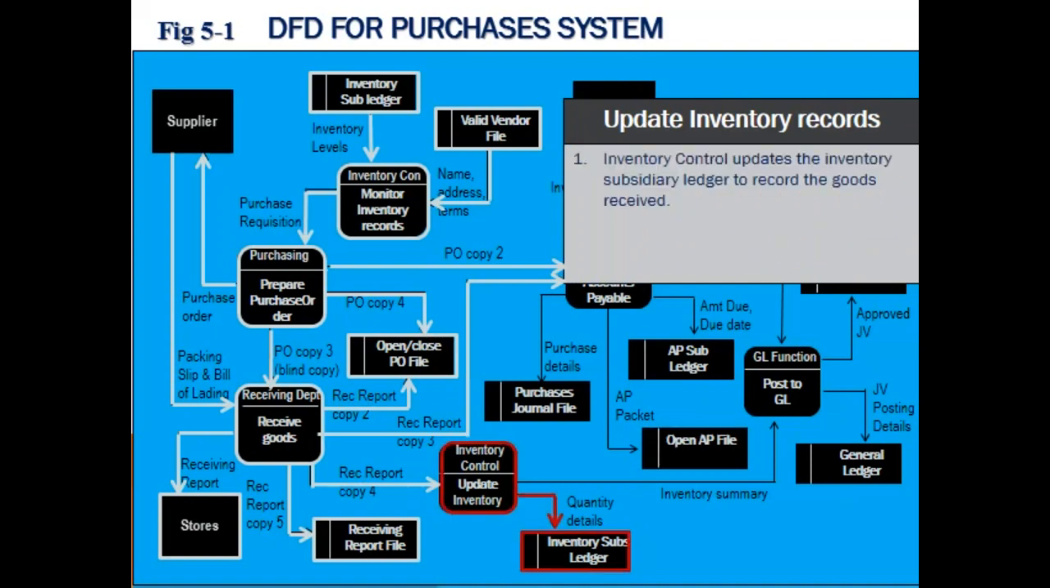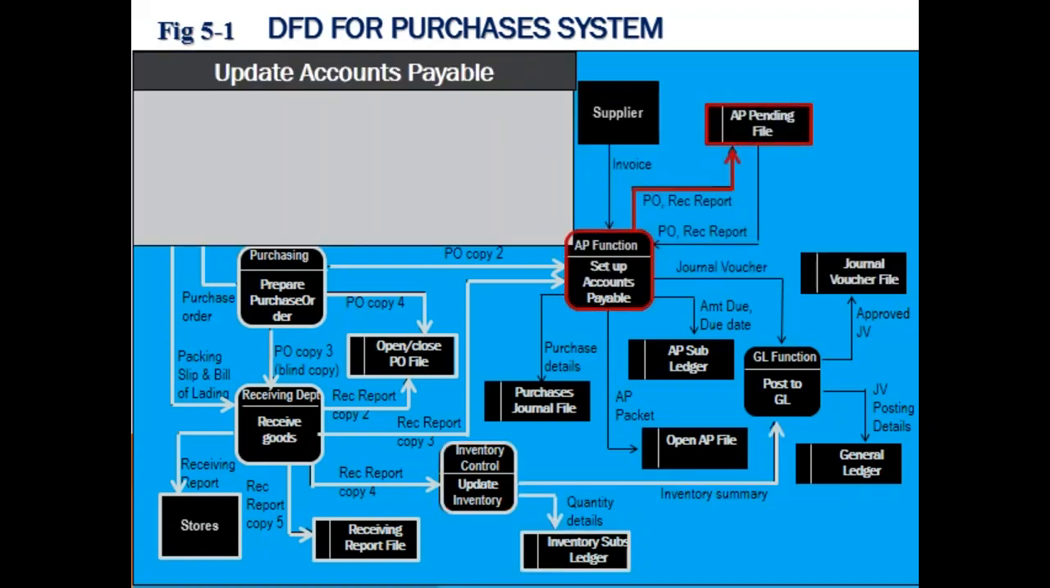With copy 4 of the receiving report, inventory control updates the inventory subsidiary ledger. A summary of the inventory received is then sent to the GL function. PO copy 2 and receiving report copy 3 are filed by the AP function in the AP pending file until the invoice is received from the supplier.